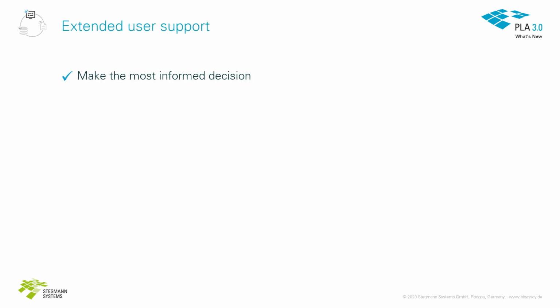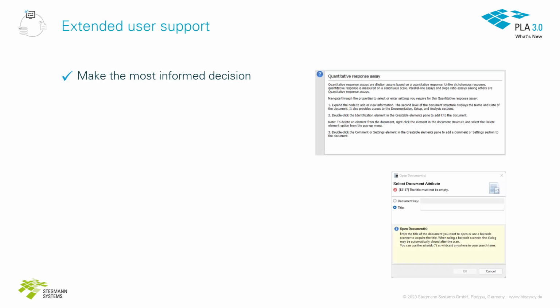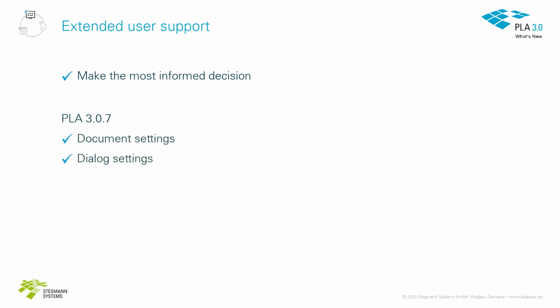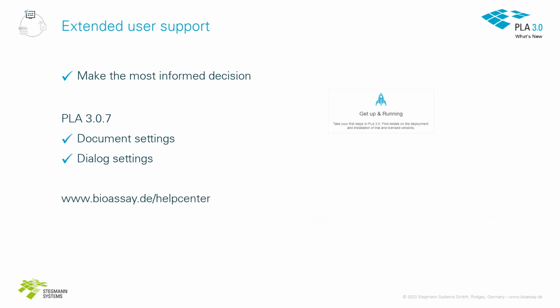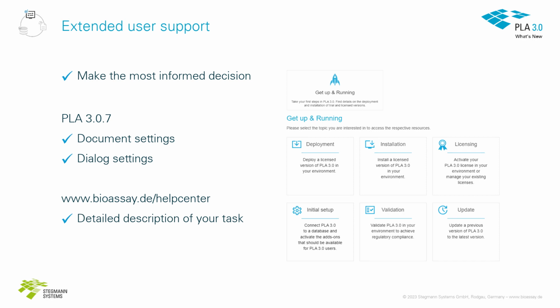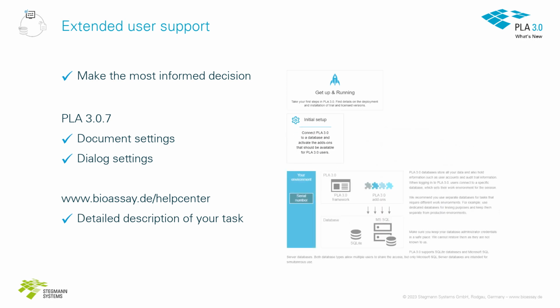Always make the most informed decision with the help functions provided in the software. PLA 3.0.7 further improves the information available about settings in documents and dialogues. In this context, we also updated the Help Center on our website. Simply navigate from a major topic to a detailed description of the task you are interested in. We support and continuously update each topic with tutorial videos and PDF guides.